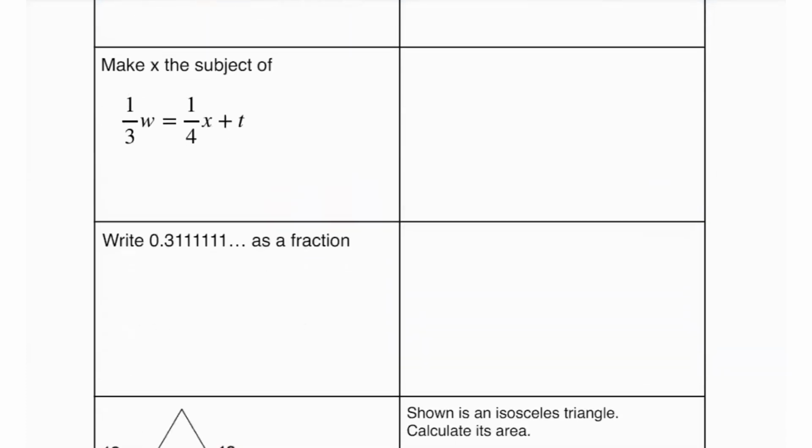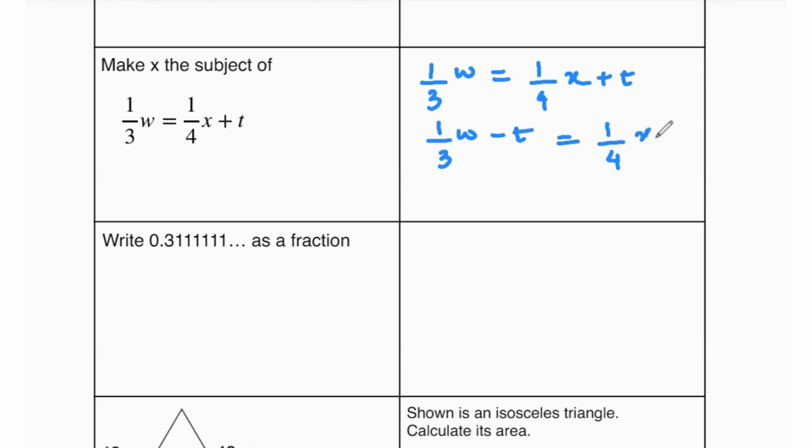Next question says make x the subject of this equation. So we have 1 over 3 w equals 1 over 4 x plus t. Let's move t to the other side first. So 1 over 3 w minus t equals 1 over 4 x. Multiply 4 on both sides to get rid of the 4 over here. So that's going to be 4 over 3 w minus 4t equals x. And that is your answer.